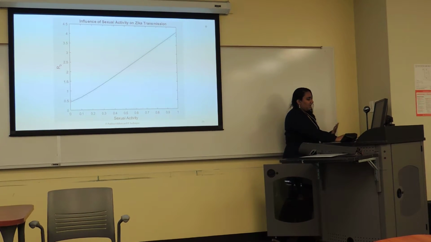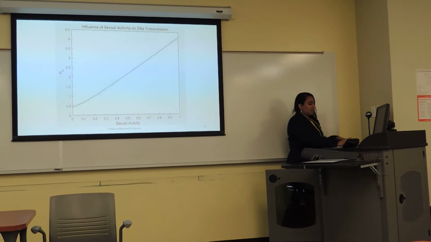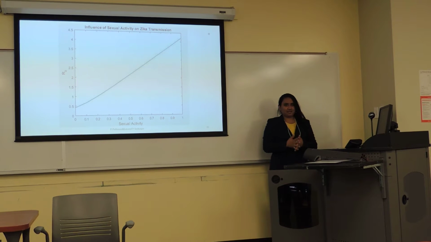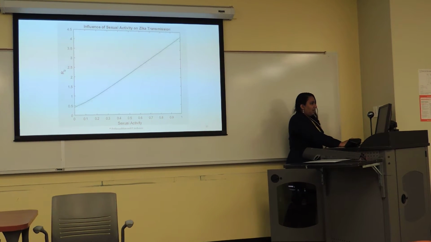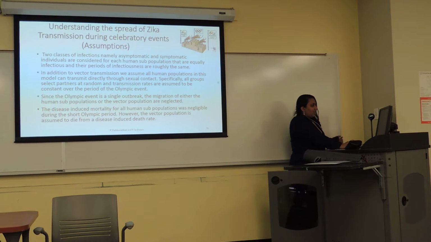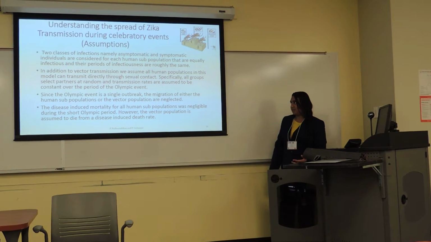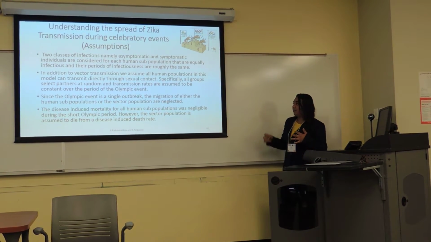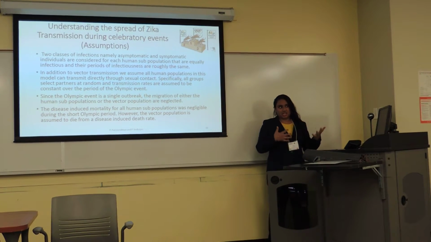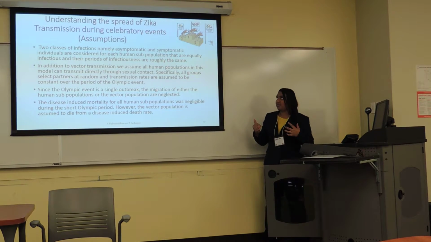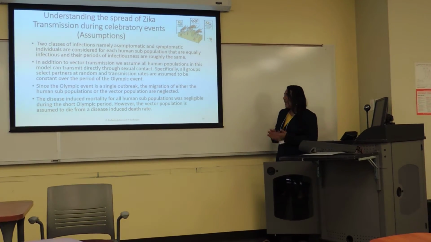And then this is another thing that we ran, and we could see what would happen if we set the ITN and IRS values at 0.5. So this is another thing that we did. We were looking at how Zika would change as it's spreading through celebratory events, such as the Olympics.